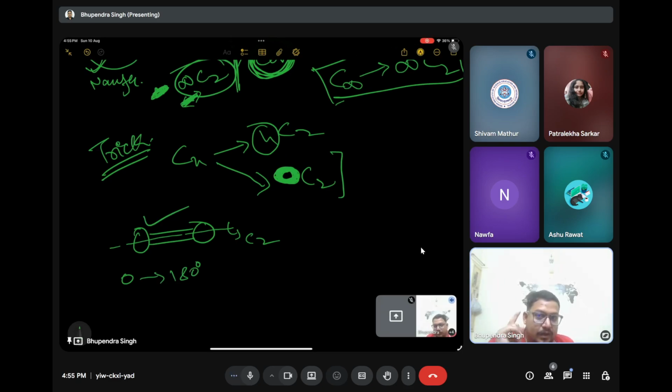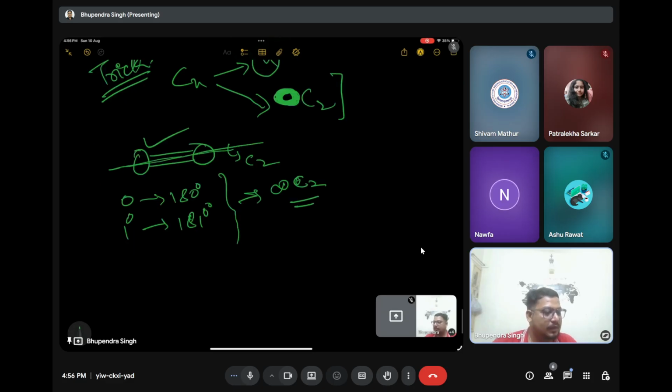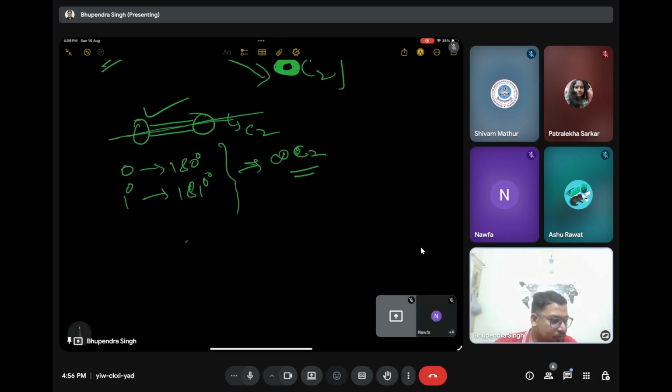Let's say you have taken 1 degree. From the 1 degree, your C2 axis is passing through the molecule. You will get 180 degrees, but the orientation of the molecule will be the same. Just like that, you will have infinite number of C2s here. Anyway, now you got the infinite number of C2s. Now, tell me what next is left for this molecule.